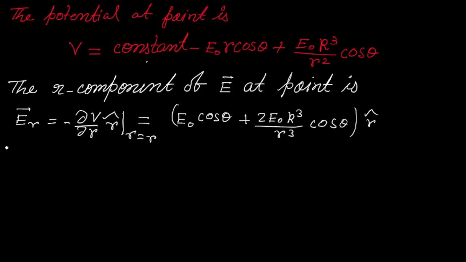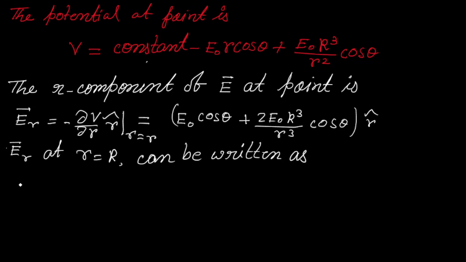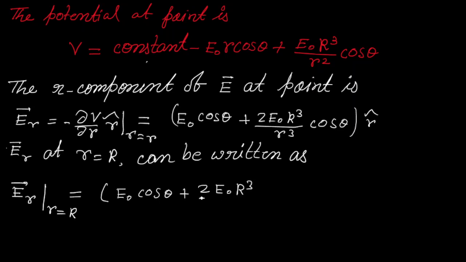So the r component of electric field at r equals capital R, that is on the surface of the conducting sphere, can be written as E_r at r equals capital R. So we have this expression of E_r at point P. Now we'll replace this small r with capital R. After replacing, the first term will remain as it is, E naught cos theta. From the second term we'll get 2 E naught R cube divided by, we'll replace small r with capital R cube, into cos theta.